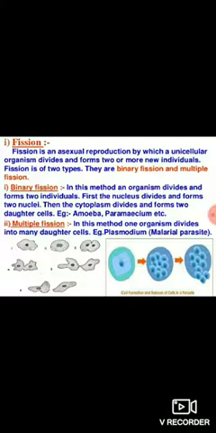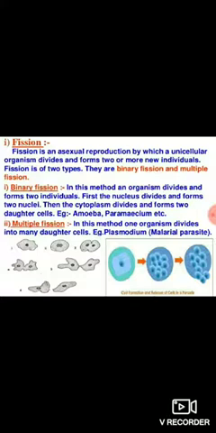First is binary fission. Binary means two. So in this method, an organism divides and forms two individuals. First, the nucleus divides and forms two nuclei, then the cytoplasm divides and forms two daughter cells. Daughter cells means new cells or new individuals. So look at the picture at the left corner. Picture number 1 is showing a single-celled organism. Here an amoeba is shown.